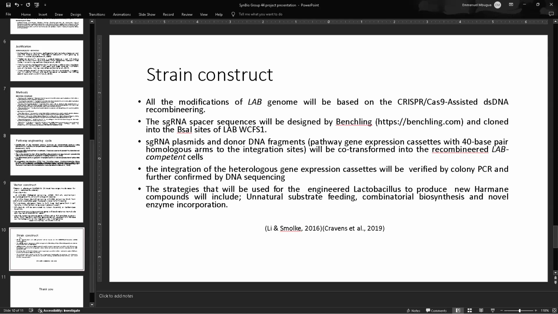Some of the strategies that will be used for the engineered Lactobacillus to produce these HAMEN compounds will include natural substrate feeding, combinatorial biosynthesis, as well as novel enzyme incorporation.